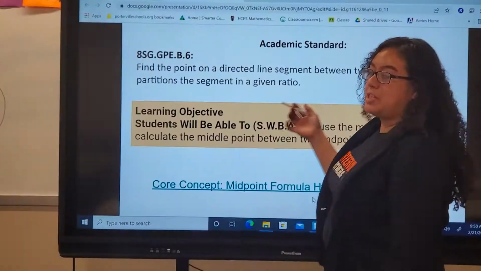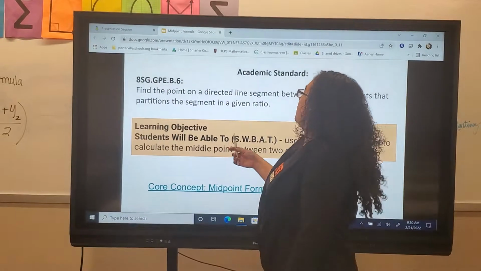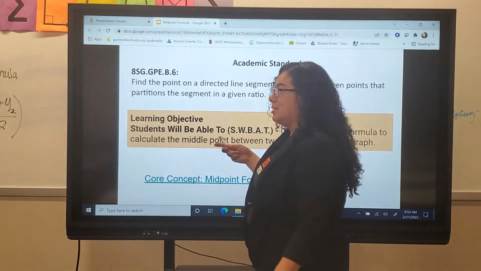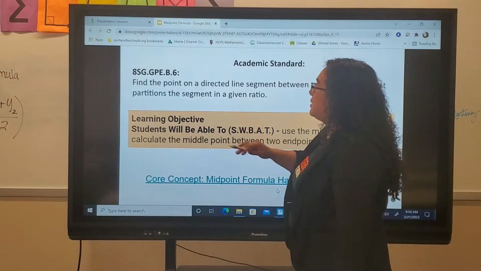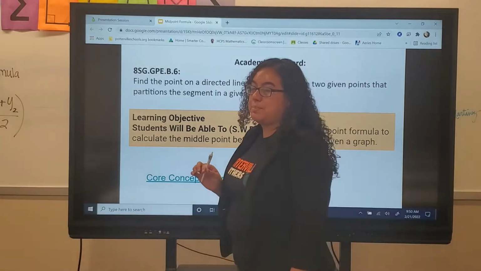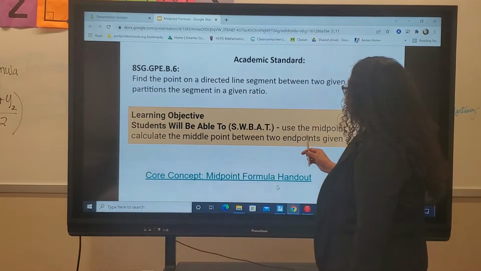So yesterday we did the distance formula. Many of you thought maybe we're going to do something with finding points, and you're right. Your learning objective is: students will be able to use the midpoint formula to calculate the middle point between two endpoints given a graph.